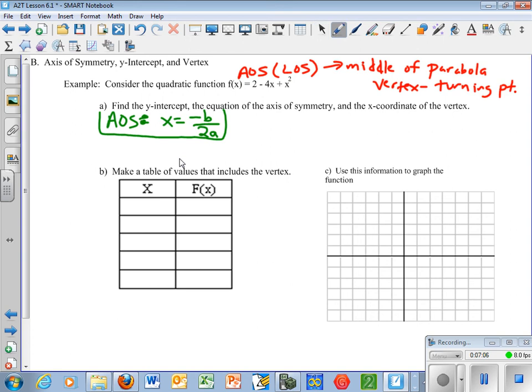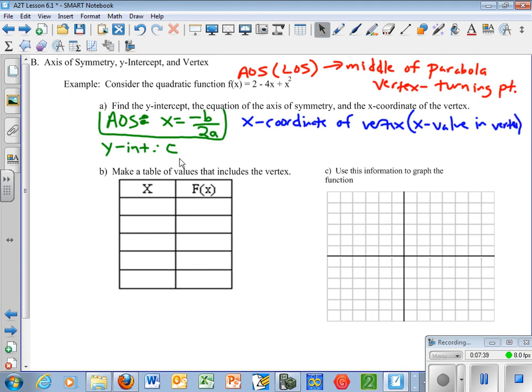Okay? The y-intercept, when it's in ax squared plus bx plus c form, is always the c value. Okay? And the x-coordinate of the vertex is always the x value in the vertex, okay, which will always be your axis of symmetry value. Okay? It's the same as the axis of symmetry value or line of symmetry value when you do negative b over 2a.